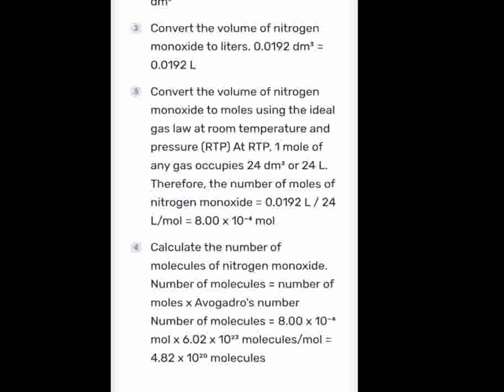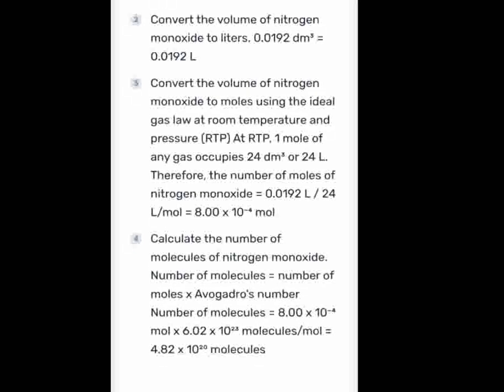Then calculate the number of molecules of nitrogen monoxide. That will be just multiplying the number of moles by Avogadro's number. So you will get the answer, which is 4.82 times 10 to the 20 molecules. So that is the answer here.